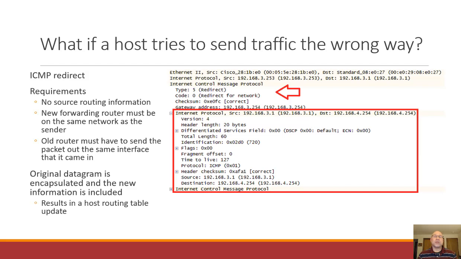A second requirement is that the new forwarding router, in this case R1, has to be on the same network as the source host, and it was. And the third one is that the router that received this, router number 2, has to send it out the same interface it came in, and that's actually what happened. And that causes the redirect to be generated. And so we've got another case of an error message. This one's a type 5. And of course, we include a portion of the original message that caused the redirect to be generated.